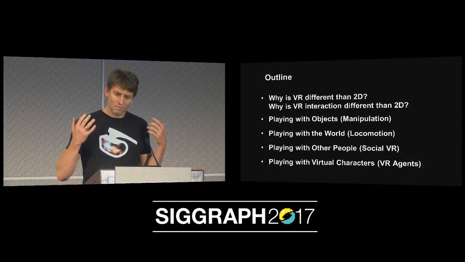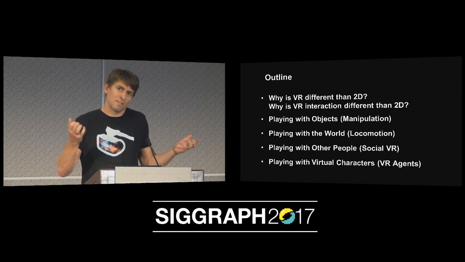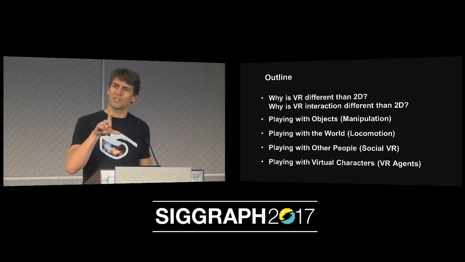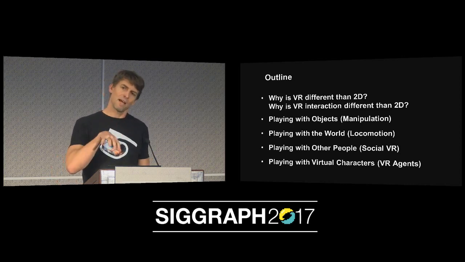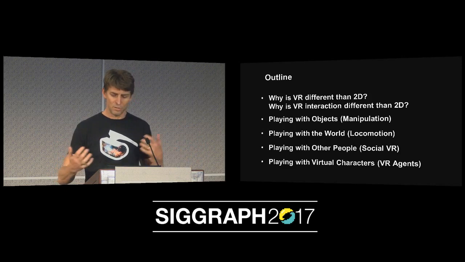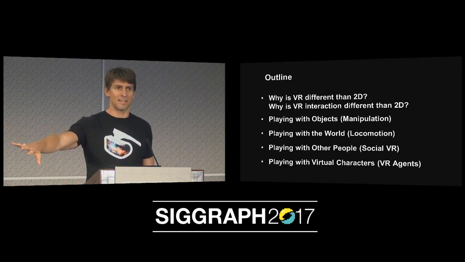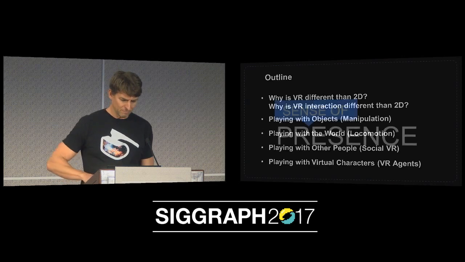So why is VR interaction any different than 2D interaction, or why is VR different than 2D at all? I'll just do a little section on that, the high-level why, and then I'll talk about things from more of an applied point of view. If you want to play with objects, the world, other people, and virtual characters, how would you do these things in VR? It's not going to be nearly as rigorous as these guys. It's going to be more of an application-focused approach.